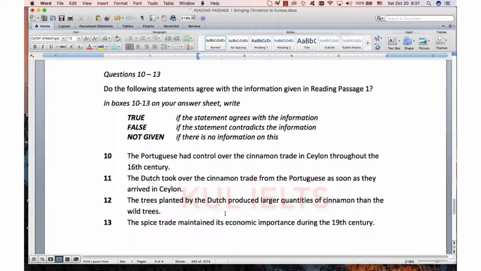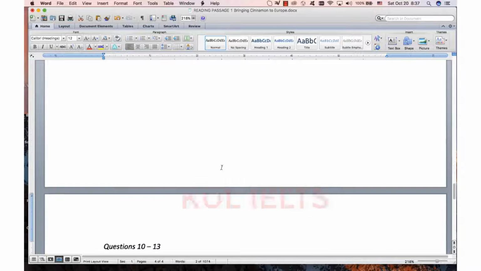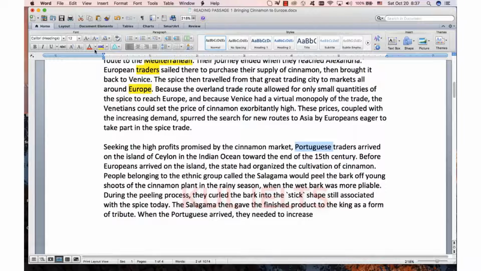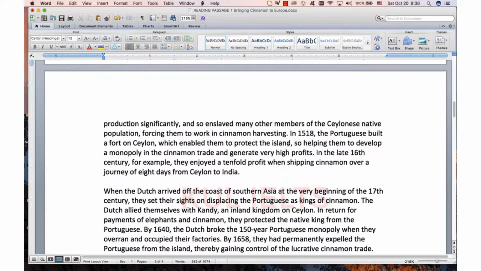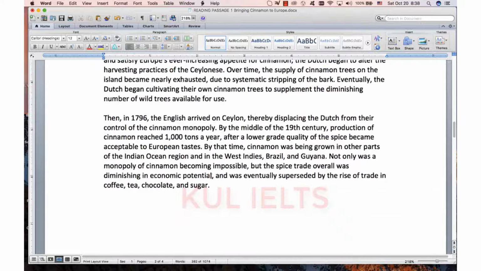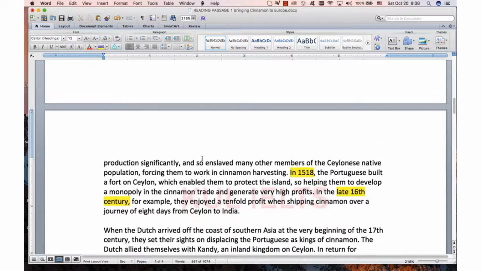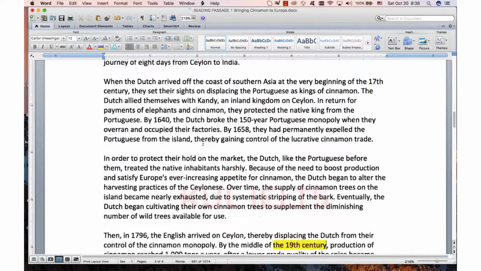Okay, so of course, as usual, the first thing we're going to do is go and find where they are. Portuguese, 16th century, there's lots of nice scanning language here. 19th century. I'd basically just look for 16th century and 19th century. So Portuguese, end of the 15th century, I guess. So this is now 16th century, late 16th century, and 19th century is there. So as you would expect, it's quite obvious, the true, false, not given are going to be from the rest of the passage.